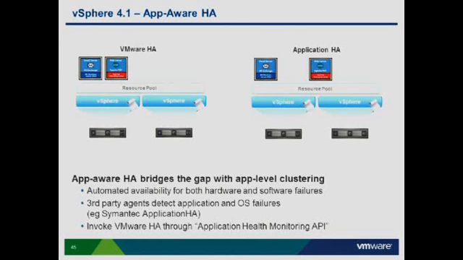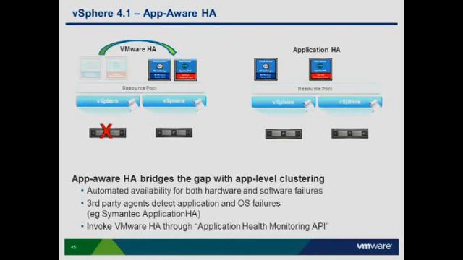We have AppHA with 4.1. Specifically, Symantec has created an agent that's based on VCS that'll monitor the Exchange services. So traditional VMware HA, we lose a host, we power on a VM. Very simple. It's protection at the hardware level. There is some level of guest OS monitoring available.